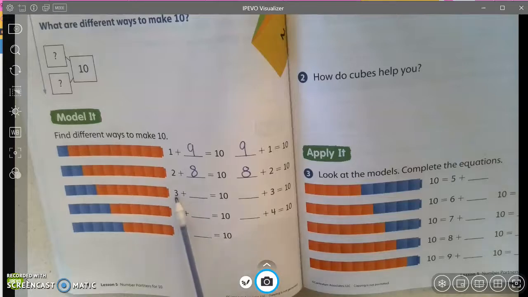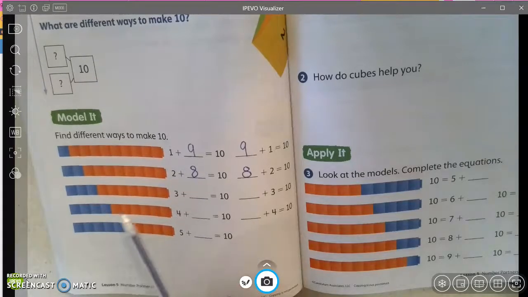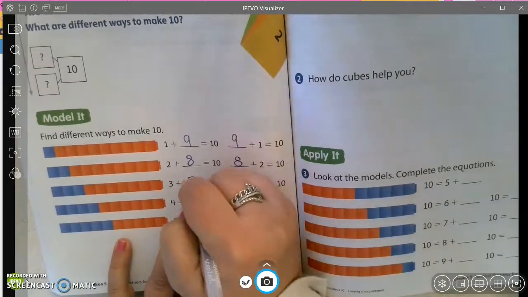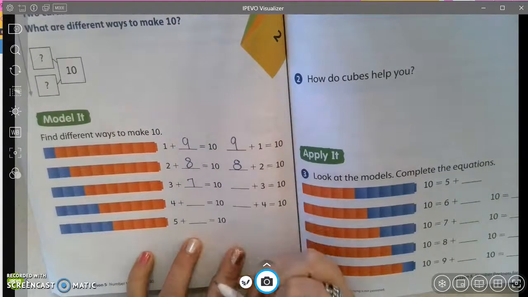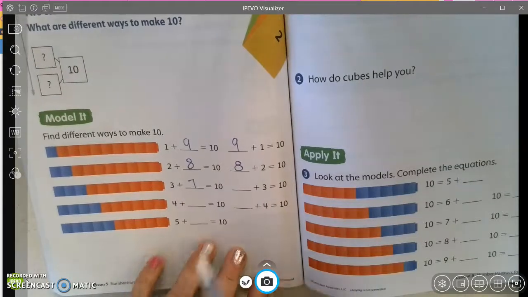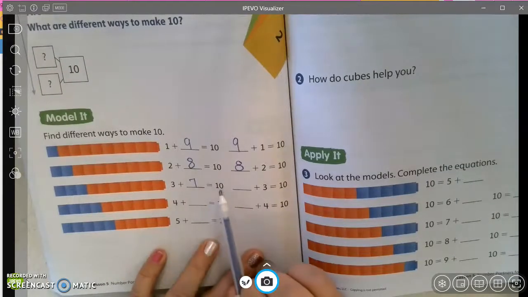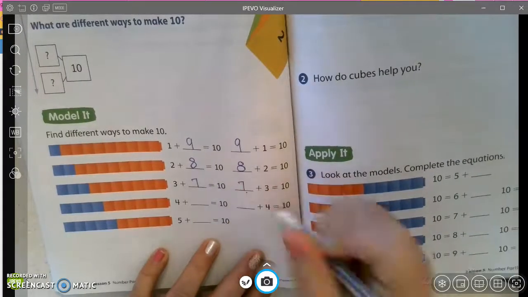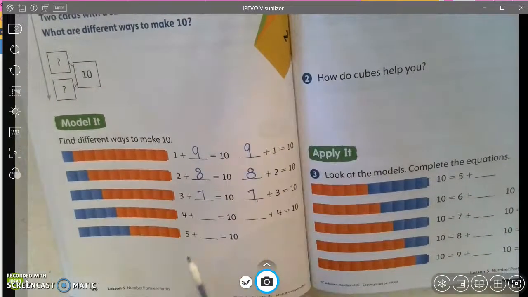Alright, if I have 3 blue cubes, how many red cubes do I need? 7, right? Do you notice a pattern? 1, 2, 3, 9, 8, 7. 3 plus 7 equals 10. The reverse fact of that is 7 plus 3 equals 10.